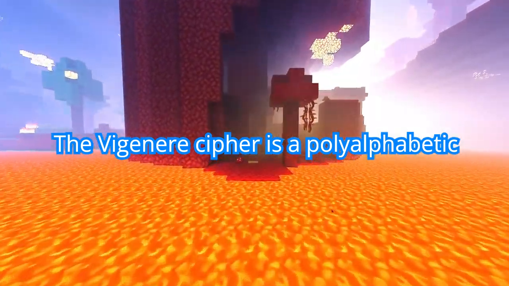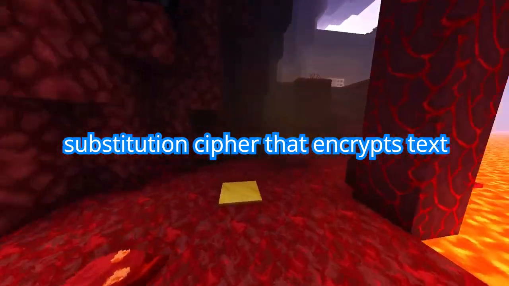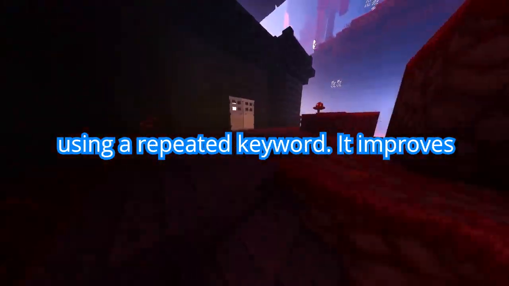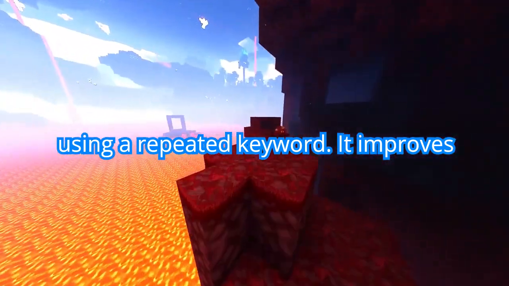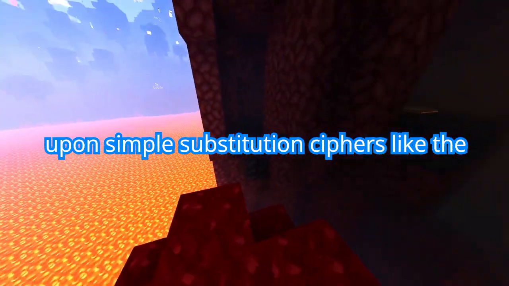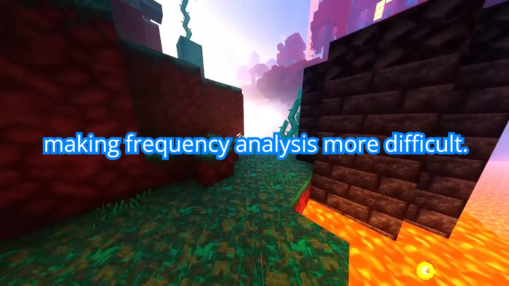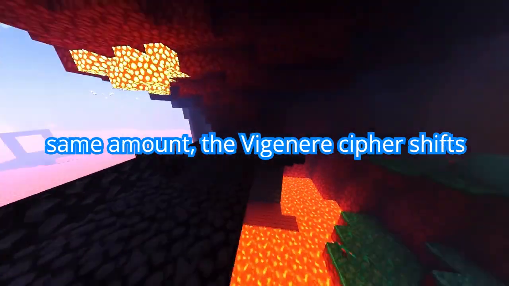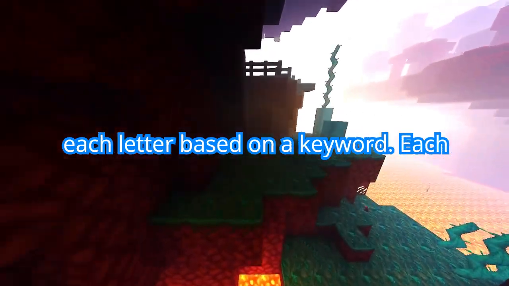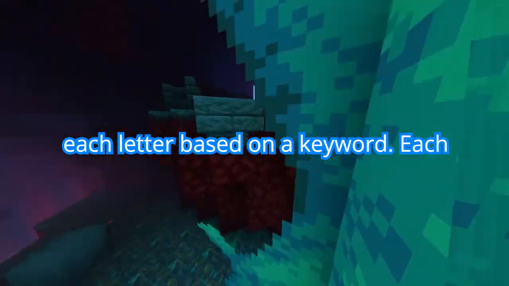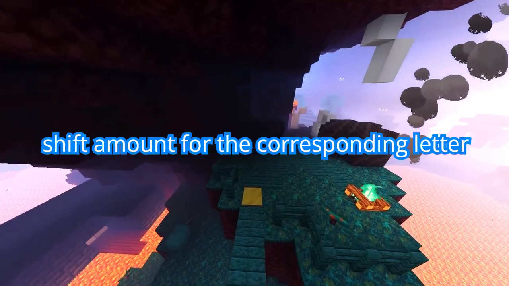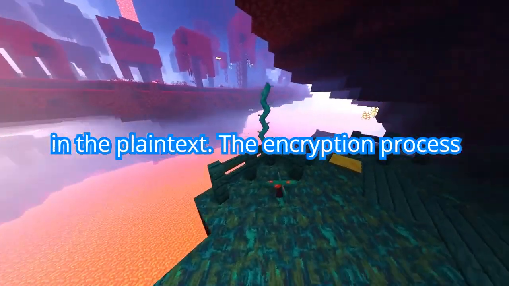The Vigenère cipher is a polyalphabetic substitution cipher that encrypts text using a repeated keyword. It improves upon simple substitution ciphers like the Caesar cipher by applying multiple shifts to different letters in the plaintext, making frequency analysis more difficult. Instead of shifting every letter by the same amount, the Vigenère cipher shifts each letter based on a keyword. Each letter in the keyword determines the shift amount for the corresponding letter in the plaintext.